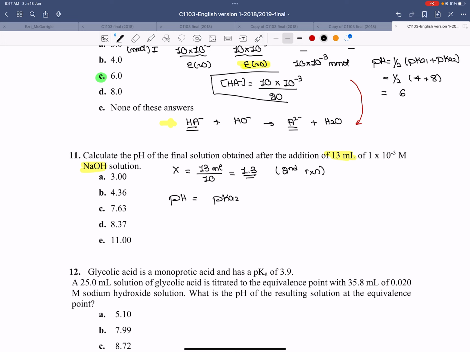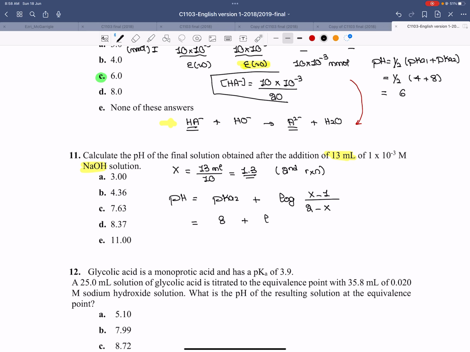If you don't have them, let me know. I can do a small recording of the derivation in terms of X. It's equal to pKa2 because I am in the second one, plus log (X minus 1) divided by (2 minus X). Follow this equation. pKa2 is what?